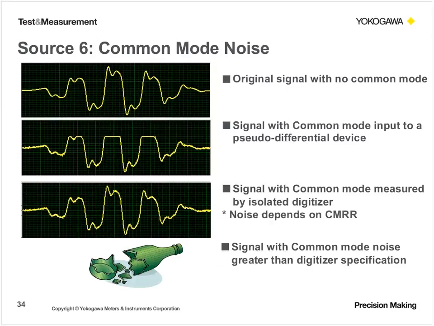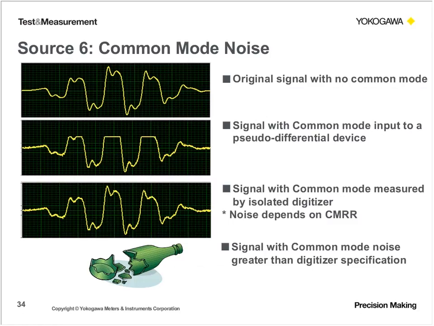All right, the sixth type of noise is common mode noise, and for common mode noise, I've given you 3 examples. For a signal with no common mode noise, this is our baseline signal at the very top. If you have a signal with common mode voltage or common mode noise, and let's say you're implementing a pseudo-differential device, what you'll end up seeing is that the signal will be clipped at the very top.